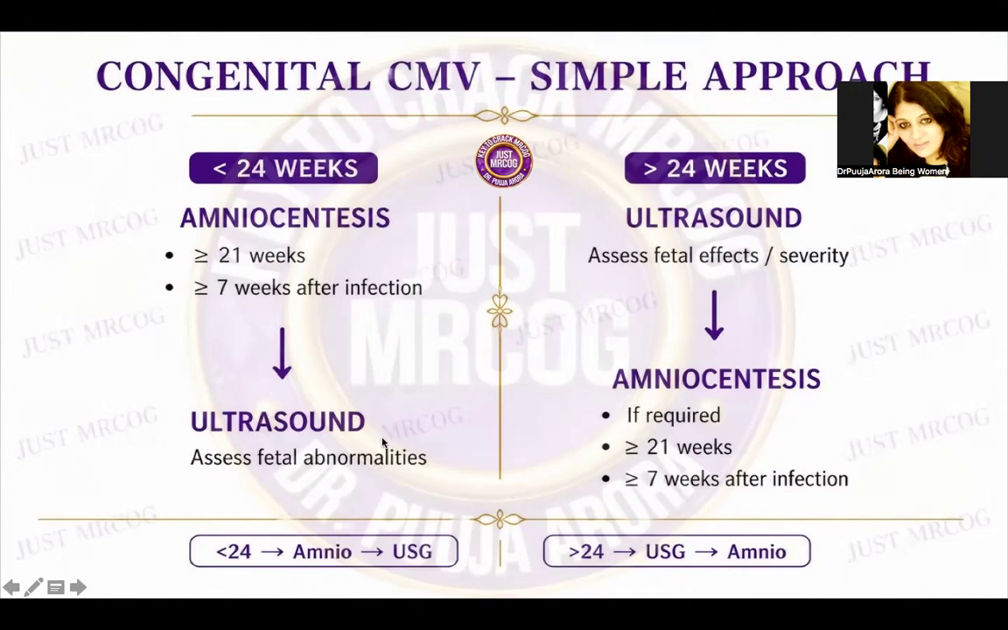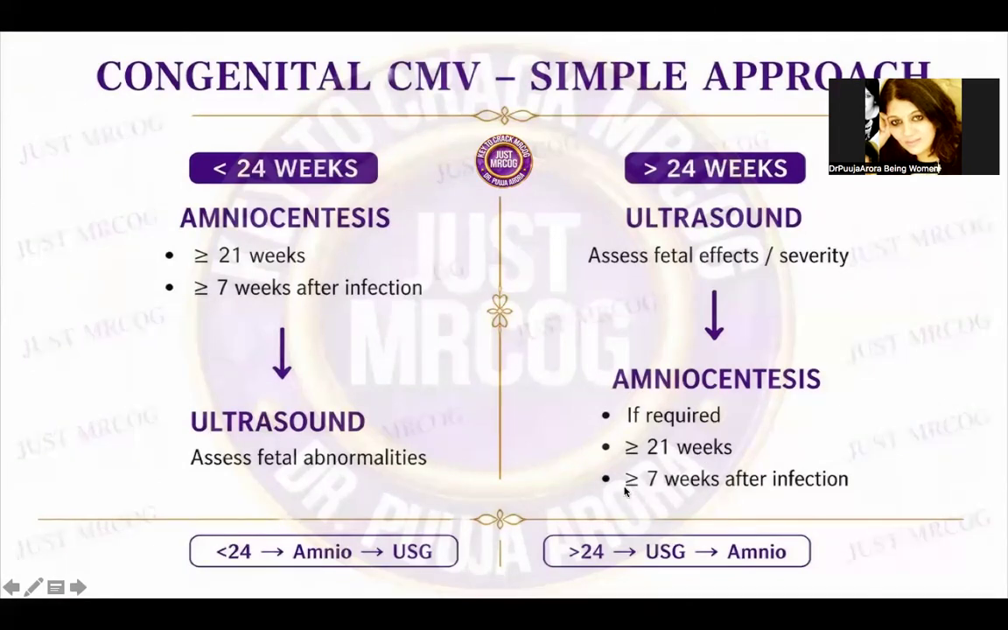So this is the sequence less than 24 weeks, but if it is more than 24 weeks and CMV is positive, first we always offer ultrasound to assess if there are any fetal defects and the severity. Accordingly, we offer amniocentesis if required. Again, it has to be more than 21 weeks or equal to. If we are already talking about 24 weeks, we can offer immediately, or 7 weeks or more than that if it is less than 21 weeks. So for example, less than 24, amniocentesis followed by ultrasound. If more than 24 weeks, ultrasound, then amniocentesis.